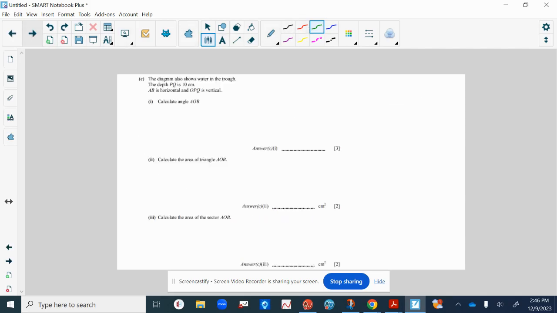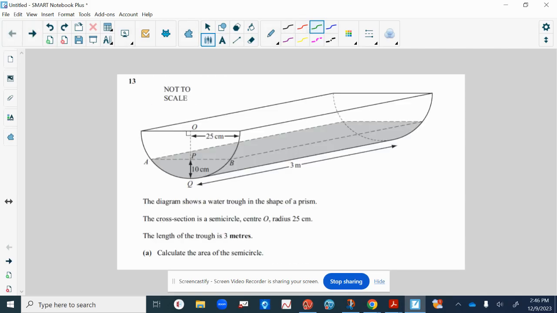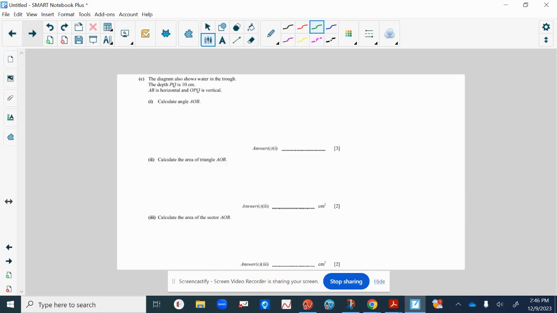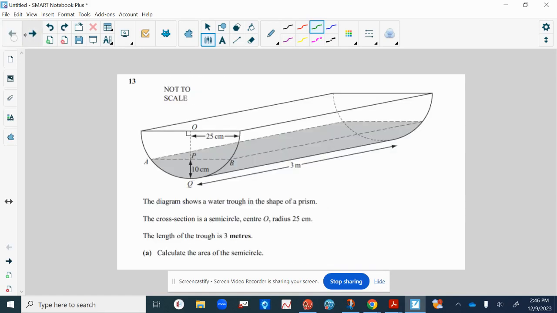Okay, so this is question 13, part C. First question you want to look at is calculate angle AOB. So let's draw it first. So A to O, to B. Right, so we're looking at this angle here.